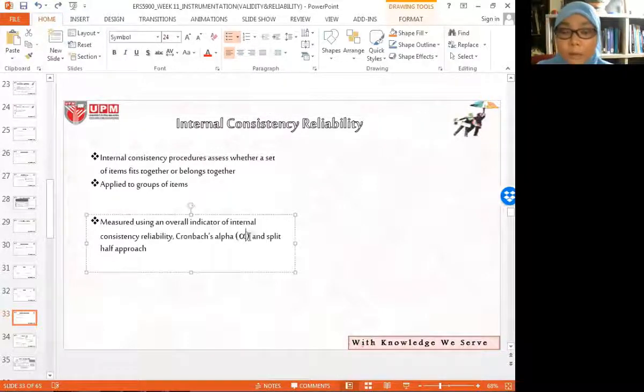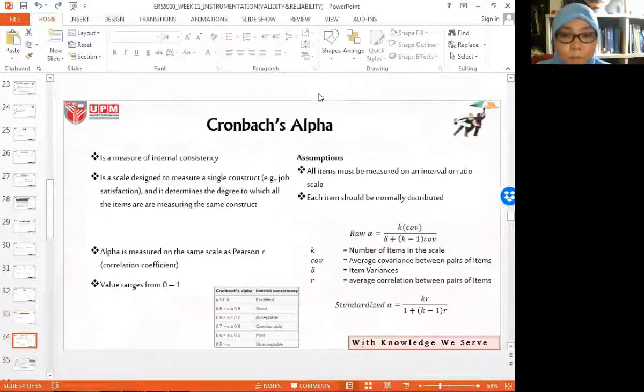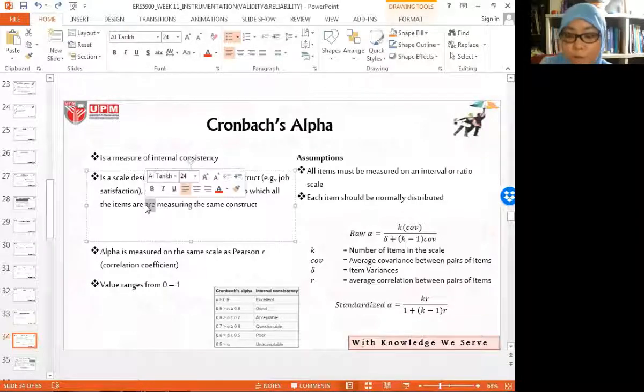Okay, this is the last few weeks workshop that I did together with the final year project paper students, which is your seniors. Inilah yang kita gunakan, internal consistency reliability. Okay. So we measure the internal consistency reliability ni by using the Cronbach alpha, which measures the internal consistency. It is a scale designed to measure a single construct, for example, job satisfaction, and it determines the degree to which all the items are measuring the same construct.